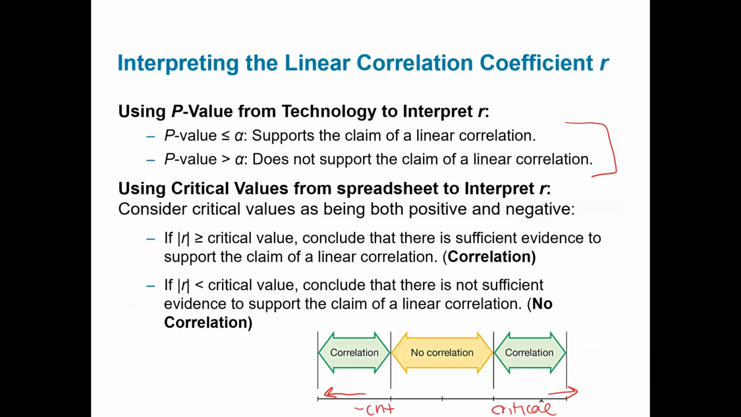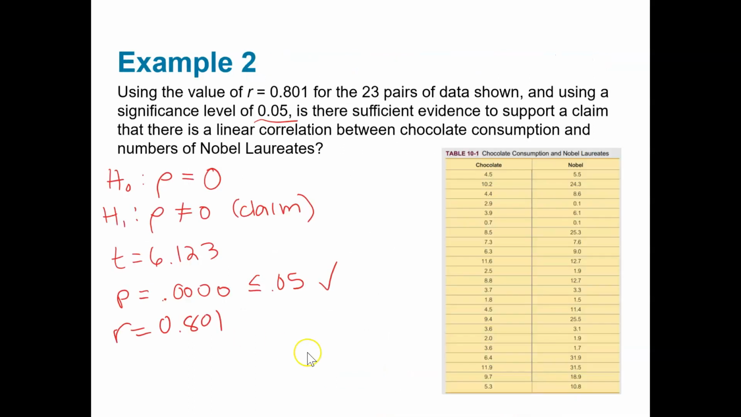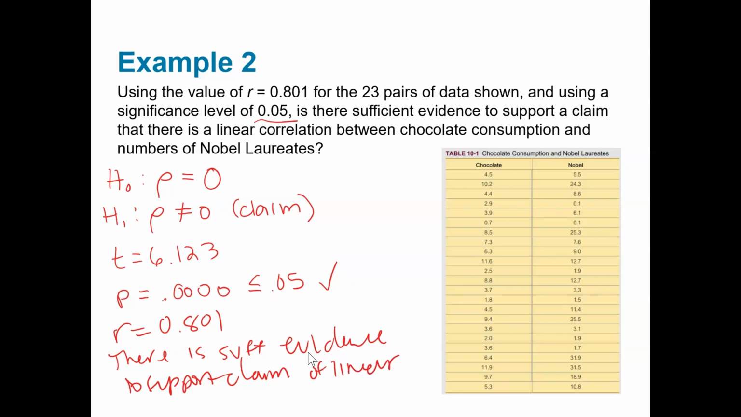If the p-value is less than or equal to, it supports the claim of linear correlation. So we can say that there is sufficient evidence to support the claim of linear correlation. So this data is linear correlation, right?